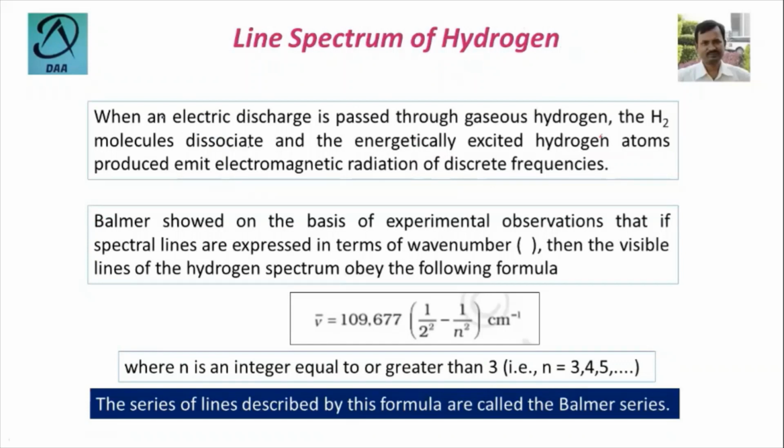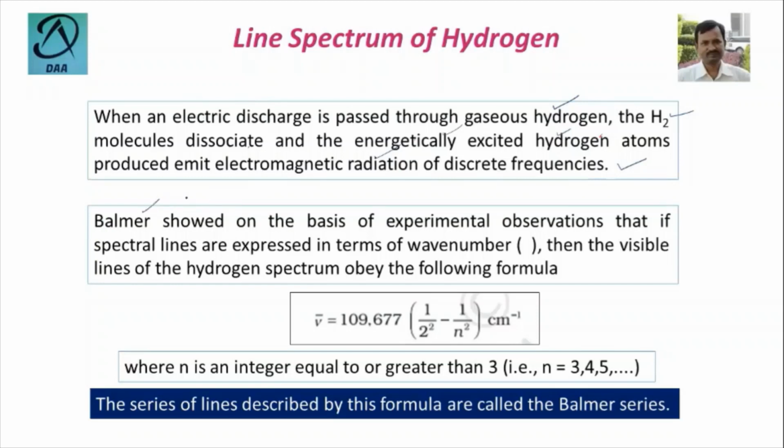When an electric discharge is passed through gaseous hydrogen, the H2 molecule will dissociate and produce energetically excited hydrogen atoms, which emit electromagnetic radiation of discrete frequencies.